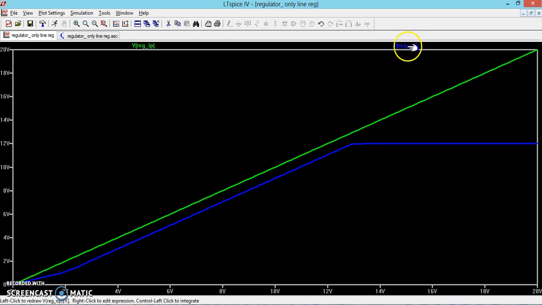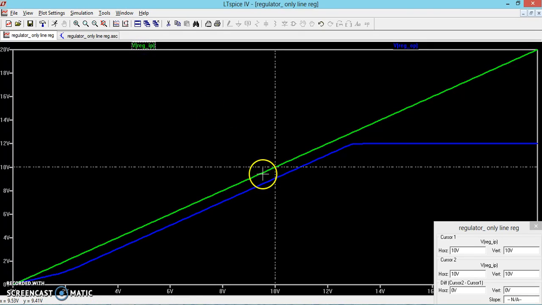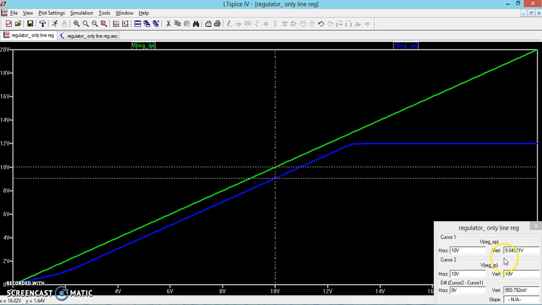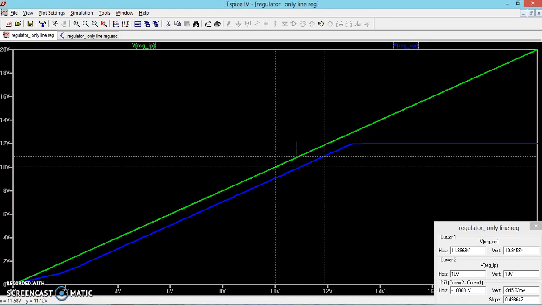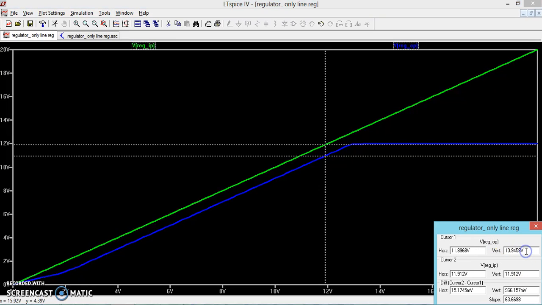So here, if you actually measure the input and output voltage at each and every point, both the cursors are on the input. Let me put one on the input and one on the output. Let me put it over here. Now you can see, when the input is 10, the output is 9 something. If I move it here, and now make both input and output at the same time, you can see the output is 10.9 when the input is 11.9. So there is always a difference of 1 volt.